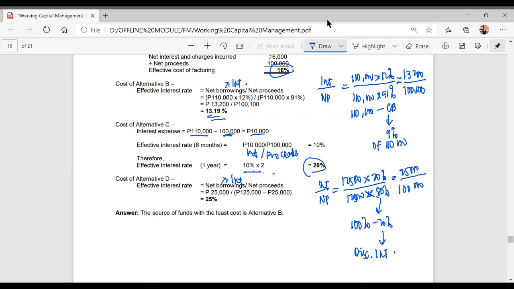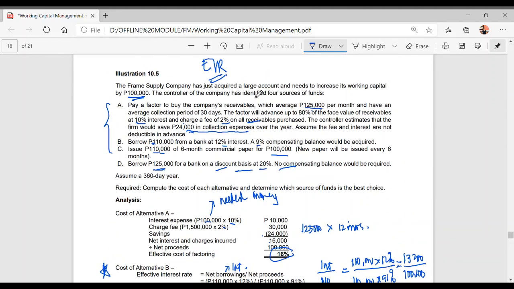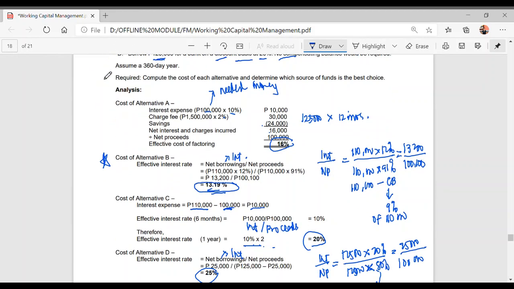Okay? So among the four choices, which one has the least cost? That's alternative B, 13.19%. So if you are looking for a source of funds among the four offers, you choose the least cost. The least cost here is letter B, because its effective cost is 13.19%.